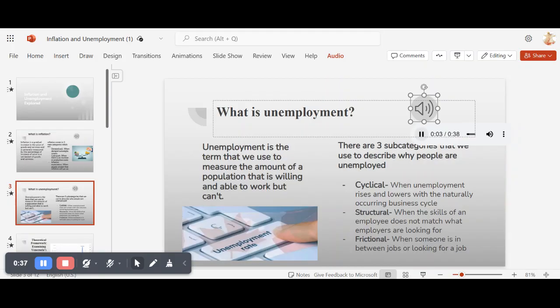Unemployment is the term that we use to measure the amount of a population that is willing and able to work but can't. There are three subcategories that we use to describe why people are unemployed. First, we have cyclical, and that's when unemployment rises and lowers with the naturally occurring business cycle. Structural, when the skills of an employee do not match what employers are looking for. So, for example, technological change in the work environment. And number three is frictional, and that's when someone is between jobs or looking for a job.